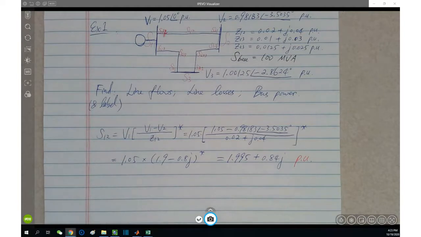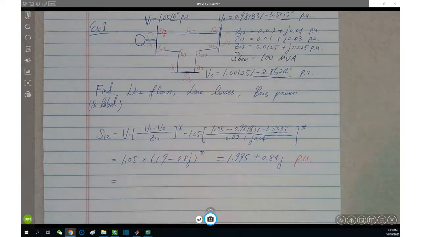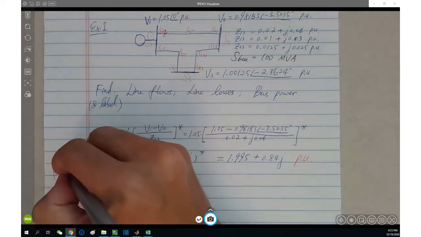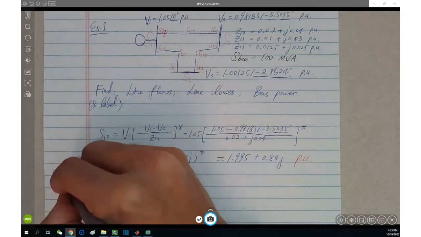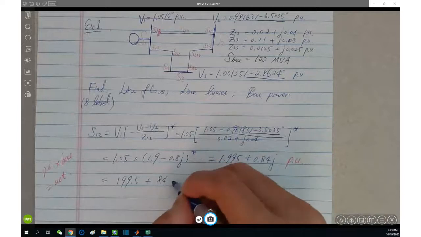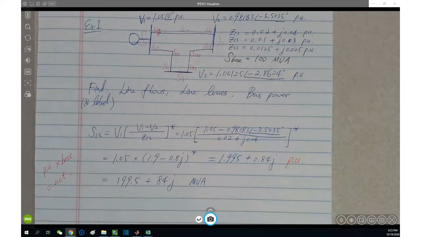And what we need to do next is convert it to the SI unit. You need to recall that per unit value times the base value equals the actual value, right? So this per unit value times the base value, which is 100 MVA, then you get 199.5 plus 84j MVA, because the base power is 100 MVA.